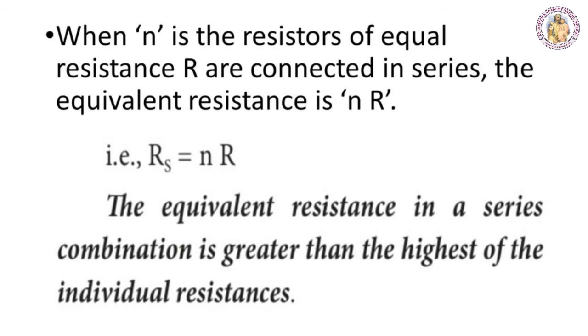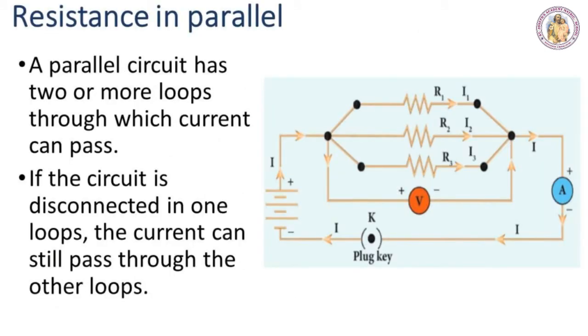So here you can understand that when a number of resistors are connected in series, their equivalent resistance or effective resistance is equal to the sum of the individual resistances.